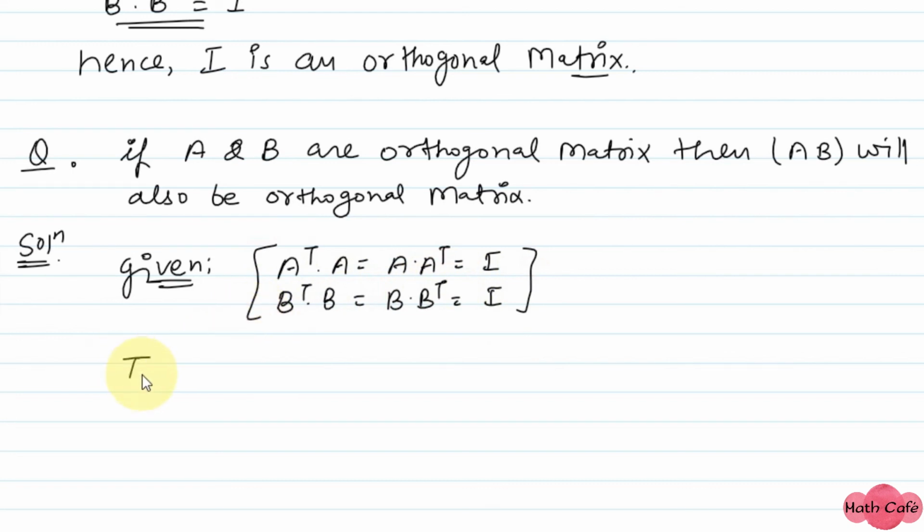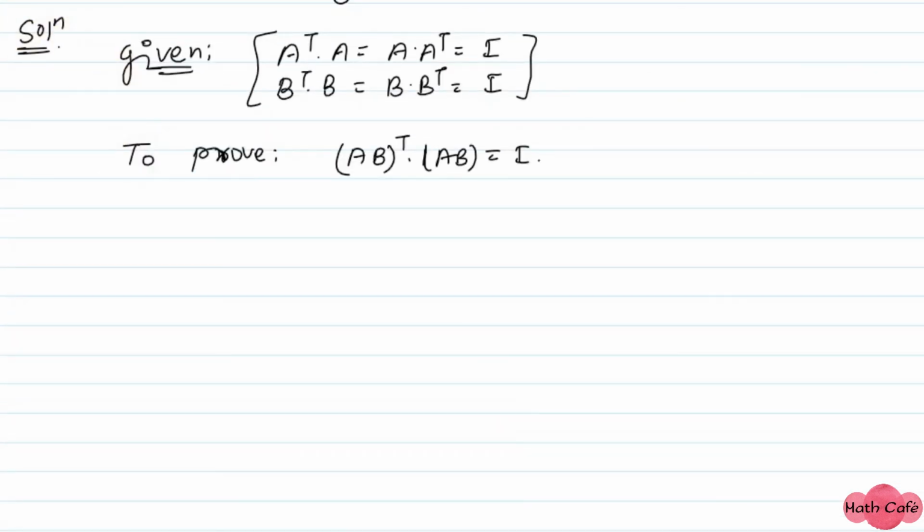And what we need to prove? We need to prove that AB is an orthogonal matrix. That means (AB) transpose multiplied by AB will be an identity matrix. That is what we need to prove. Alright, so let's proceed with the solution. Let's say AB is another matrix, let's say it is D. So we will just find D transpose multiplied by D. If this is the identity matrix, then it is proved that AB is an orthogonal matrix. Let's proceed. D is nothing but AB, so (AB) transpose multiplied by AB.